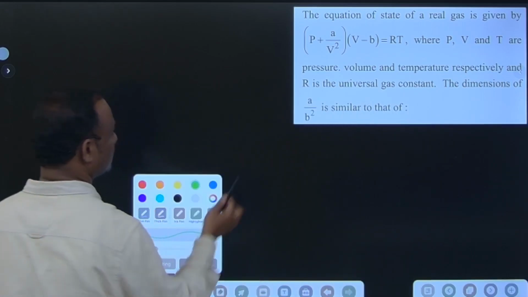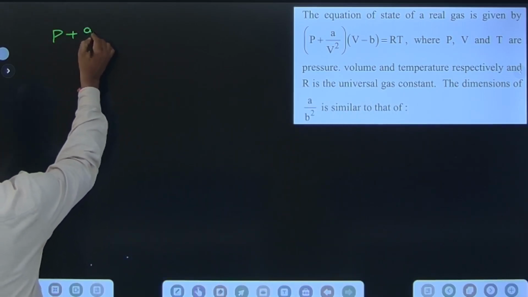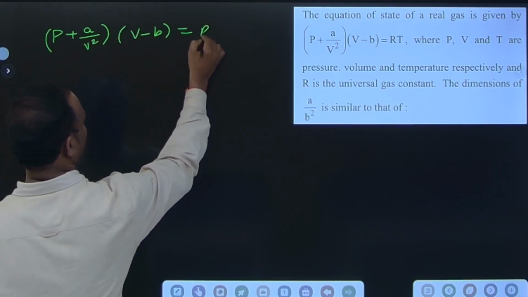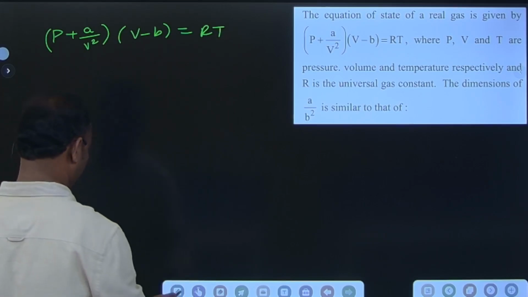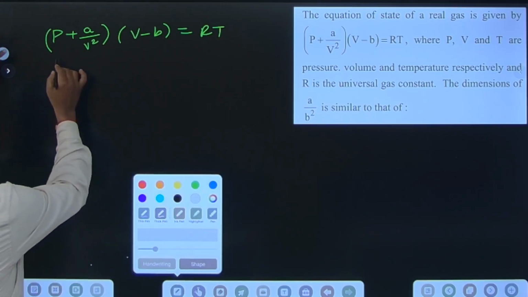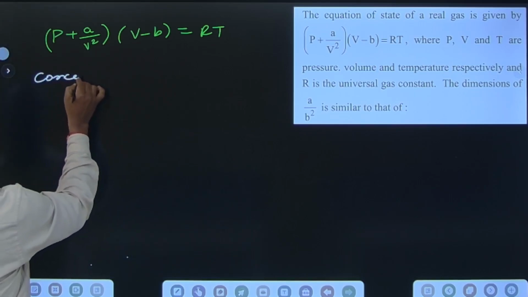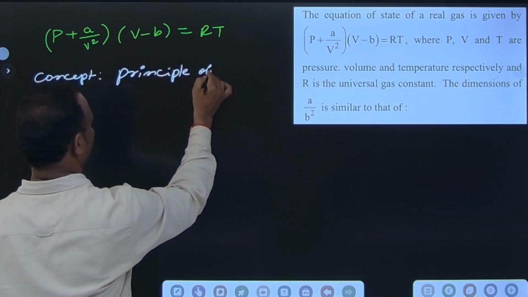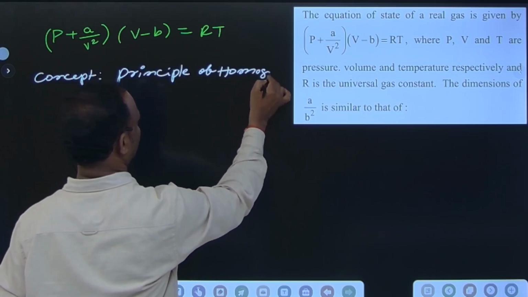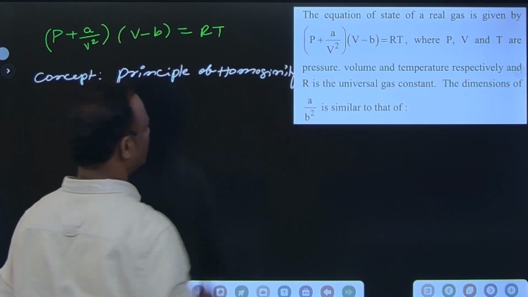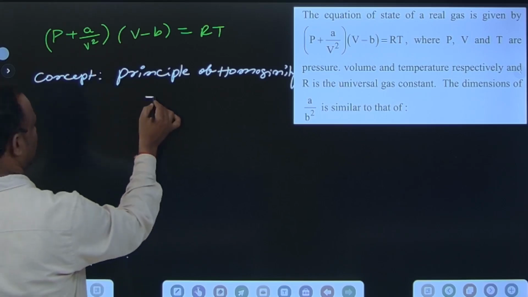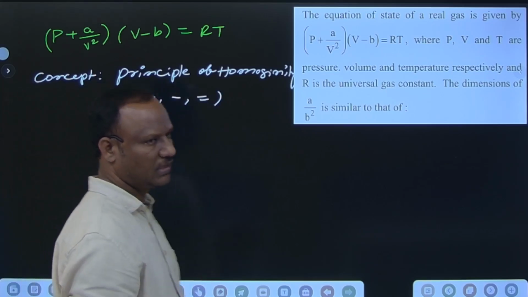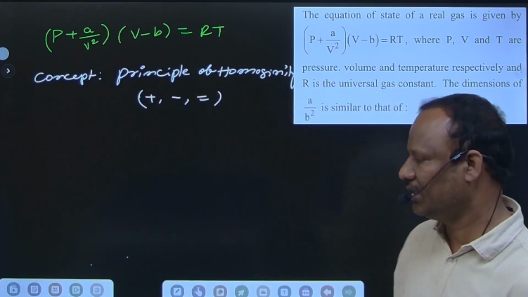The equation of state of a real gas is given. So this is P plus A by V square, into V minus B, is equal to R into T. From here the concept is the principle of homogeneity. What is the principle of homogeneity? It's plus, minus, equal. Physical quantities of the same dimensional formula can be added, equated and subtracted.